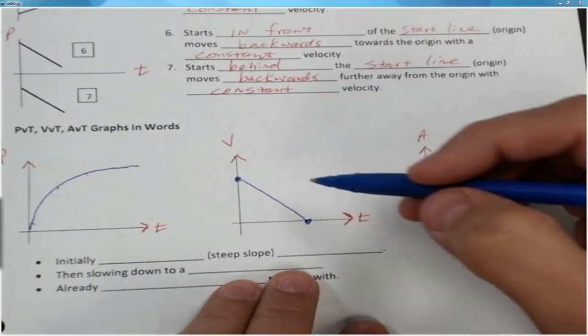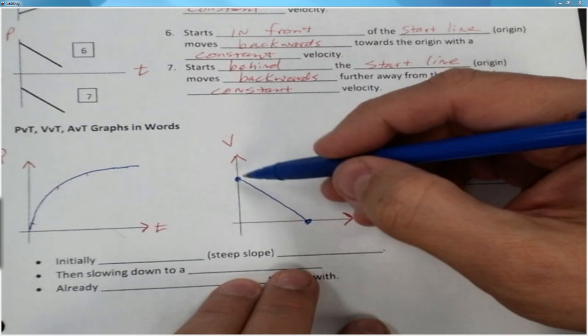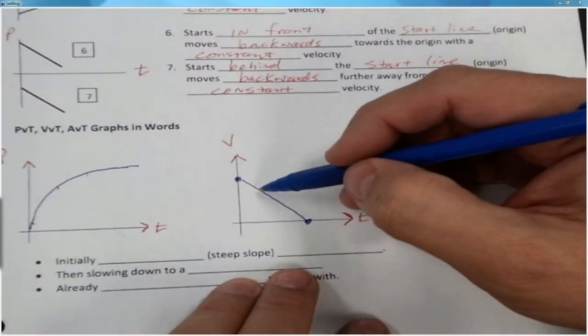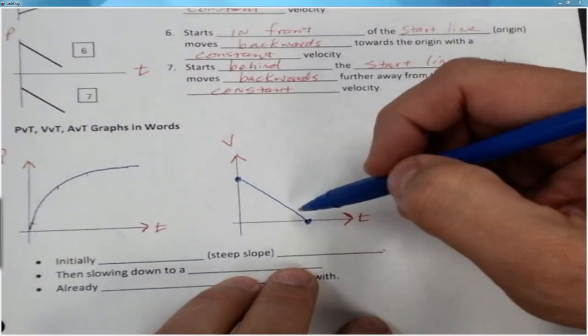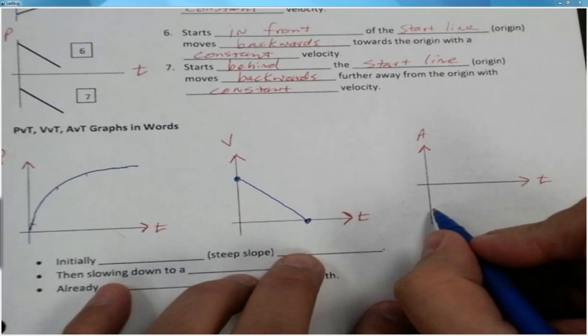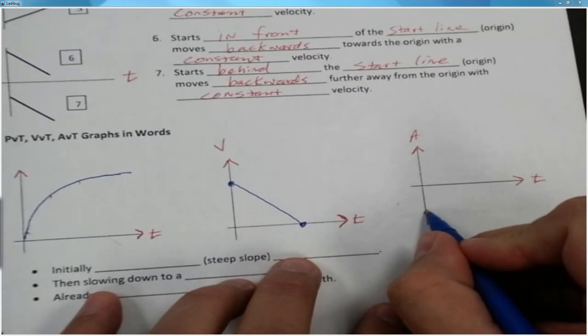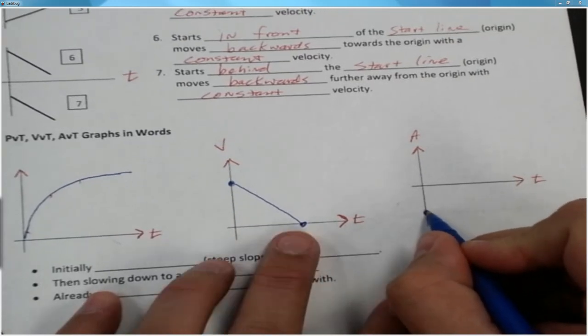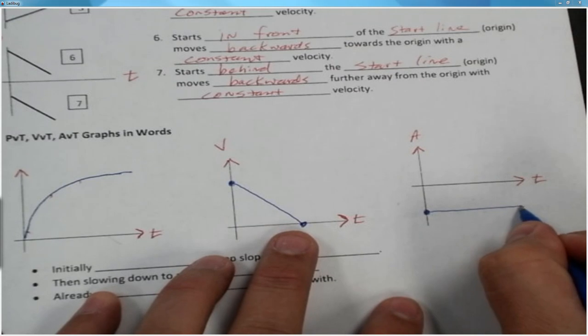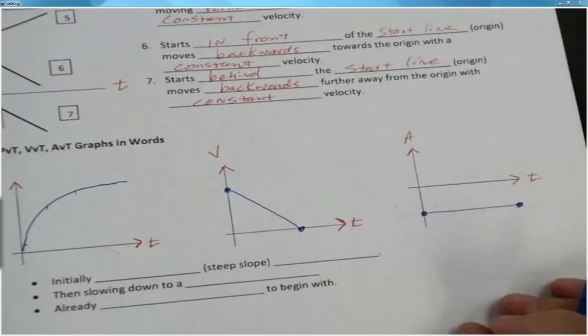So you should know that straight lines have the same slope everywhere. So it must be the same acceleration everywhere. I have a negative acceleration everywhere, and it's the same acceleration all the time. So I have a negative acceleration, and it's the same negative acceleration the whole time.